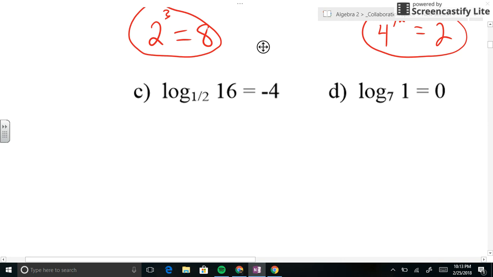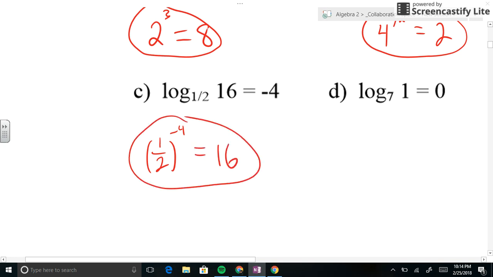So next one, log base 1/2 of 16 equals -4. If we rewrite this as an exponential equation, it would be 1/2 raised to the -4 equals 16. That would be our exponential equation. The reason why this works is because the negative exponent actually makes the 1/2 become a reciprocal. So this is the same thing as 2 to the 4th equals 16. Same exact thing. And then the last one, log base 7 of 1 equals 0. We're saying 7 raised to the power of 0 equals 1, which makes sense because any number raised to the 0 power is always equal to 1 as long as the base is not 0.